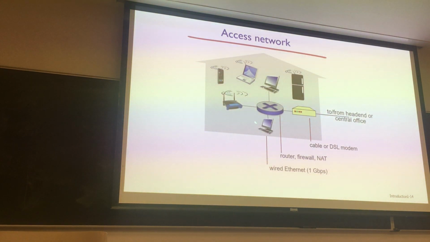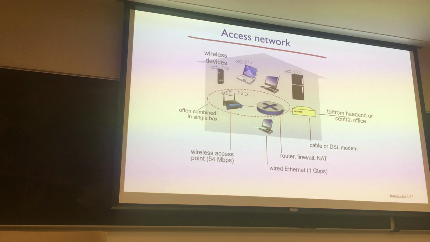You can connect a desktop to this router through Ethernet, or you can use Wi-Fi to connect all the other wireless devices. Typically, when you buy something from Best Buy, the router is actually combined with this Wi-Fi router. So this is the same device.